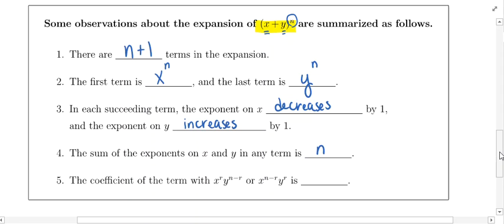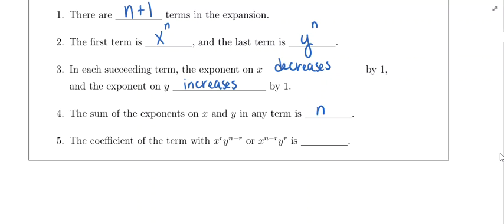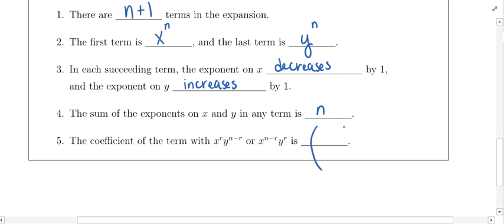And then this last one's a little mathy. The coefficient on the term with x raised to the r power times y raised to the n minus r power, or x raised to the n minus r power times y to the r power, is going to be this binomial coefficient. Remember, each binomial coefficient, the top number is going to be n. The bottom number here is going to be r.